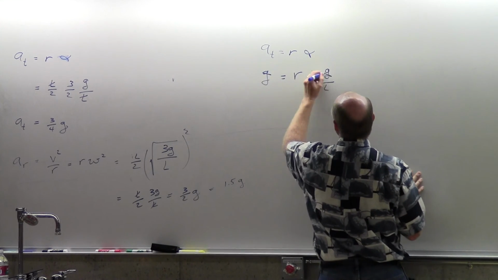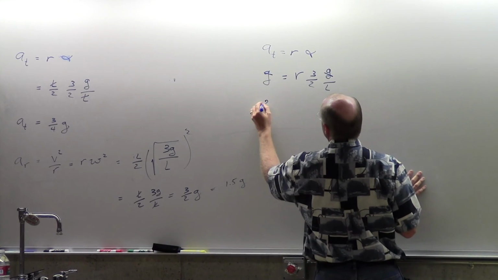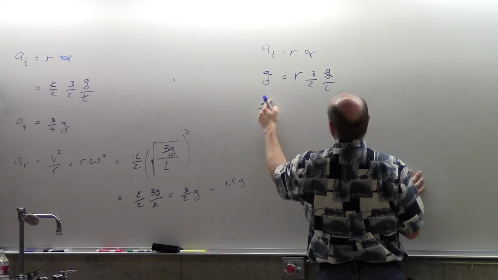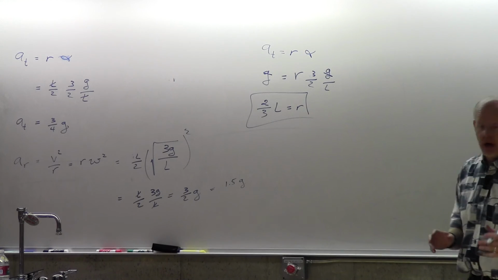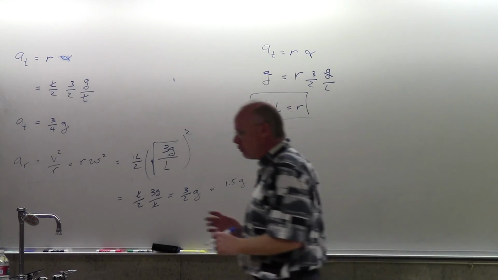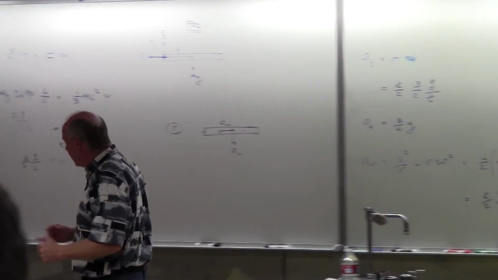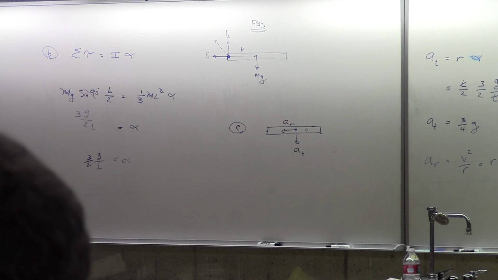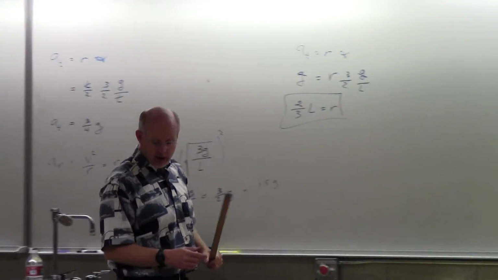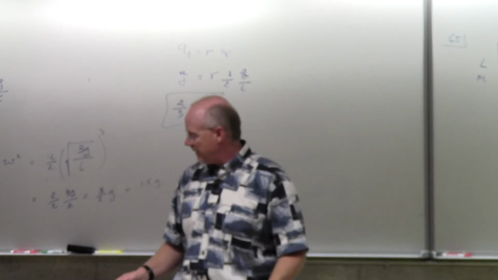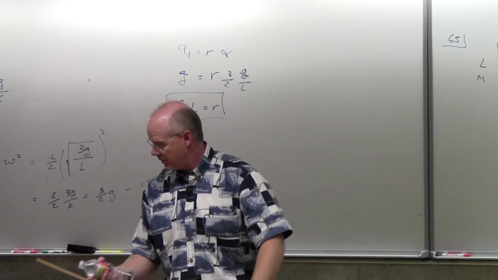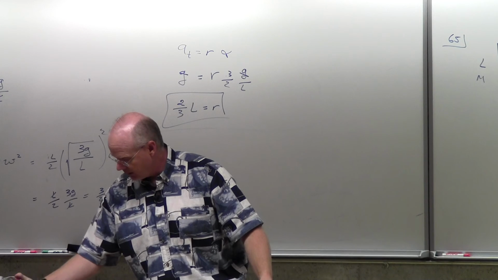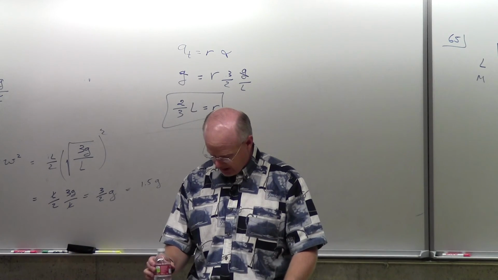And of course, the G cancels off, and you end up with 2/3 L is equal to R. So a rod like this, out at its end point is where you get an acceleration equal to G. So if you take a rod and you hold it out here and you place an object 2/3, so I'll take my meter stick, 2/3 is about right here.